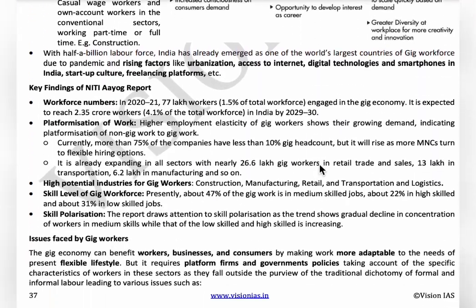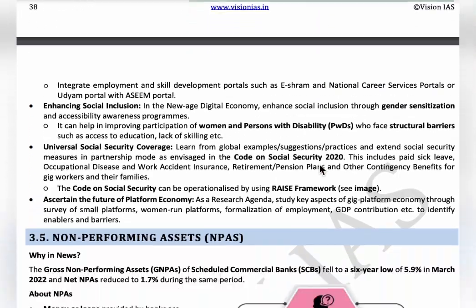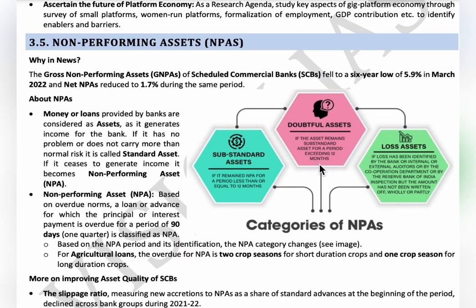The next topic is non-performing assets. If money or a loan is taken from the banks by an individual or company but is not paid back, then those are called non-performing assets. The gross non-performing assets of the scheduled commercial banks were reduced to 5.9%, and the net non-performing assets were reduced to 1.7% in the same period of March 2022.